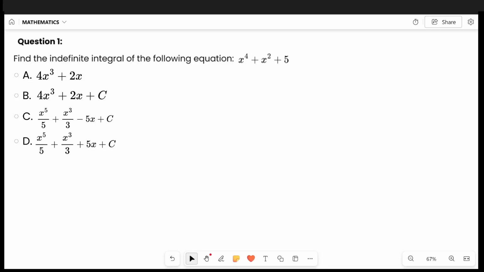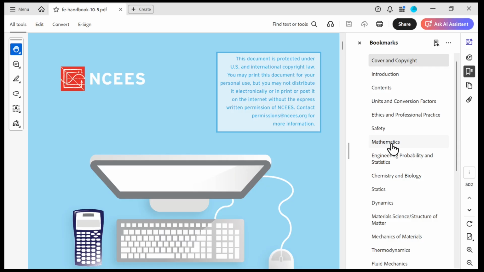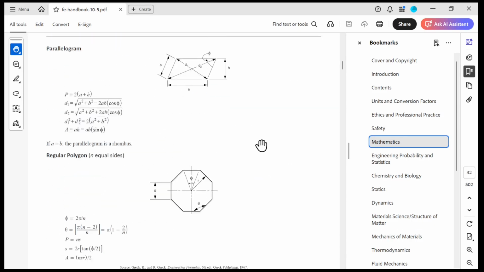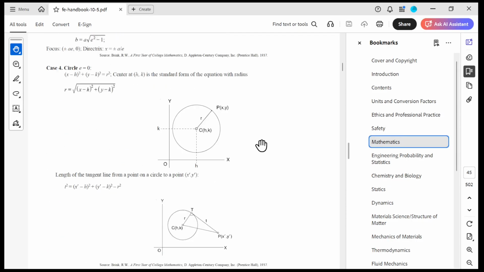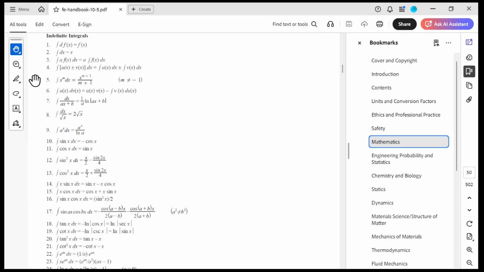Find the indefinite integral of the following equation: x to the power 4 plus x to the power 2 plus 5. You can find the formula to solve this integration problem in the manual. If you go under the math section and scroll down to the section for indefinite integrals, that's number 5. This one right here, right? This equation only works when m is not equal to -1, right?